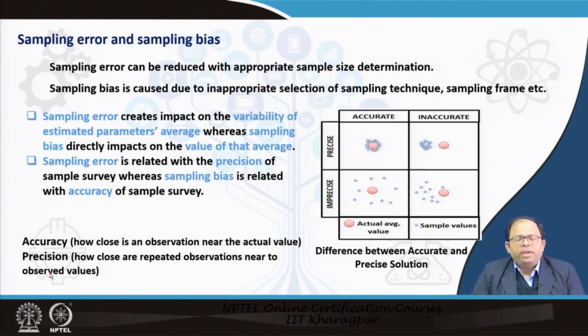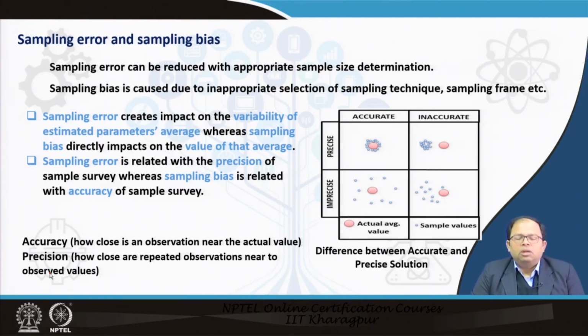And every time we draw a sample of the same size, the values would also vary. So it is not exactly the same values that will come again and again. So there is also variability over there. As we can understand, the more number of people that we study, this will reduce. So sampling error can be reduced with appropriate sample size determination. That means if we want to reduce the sampling error, we have to increase the size of the sample.